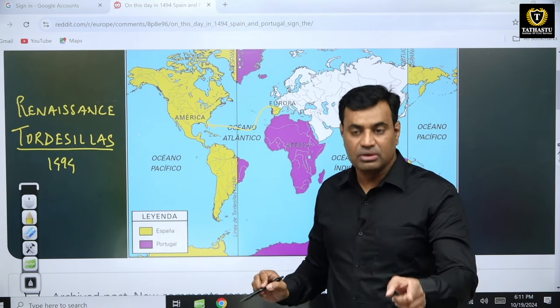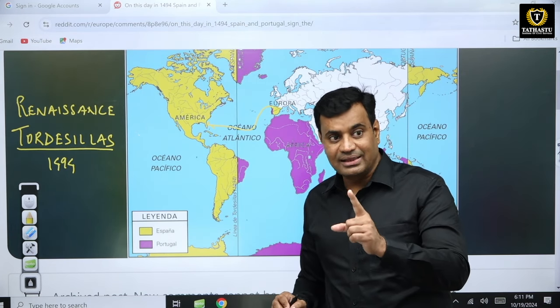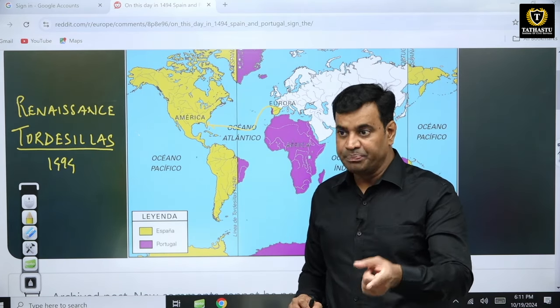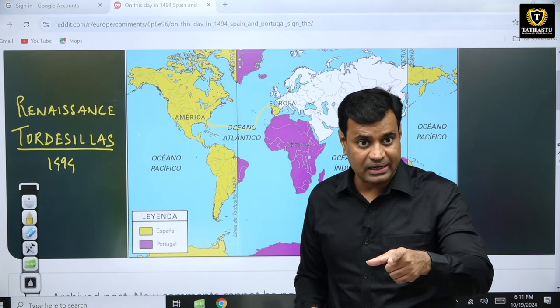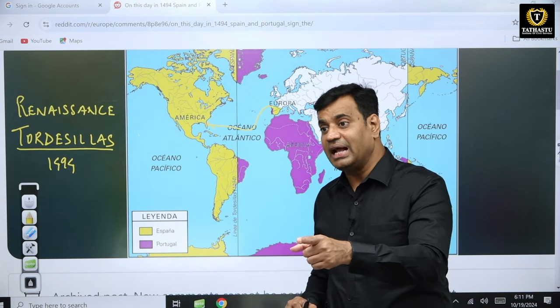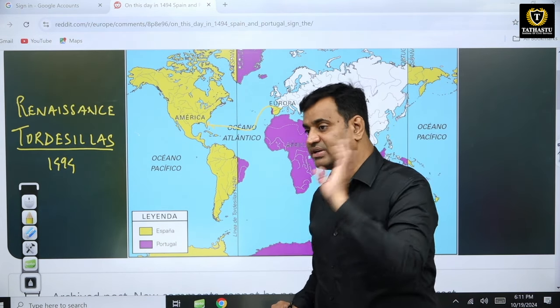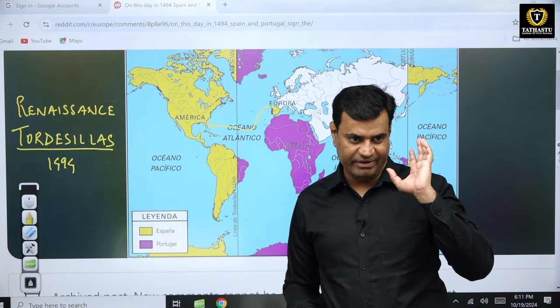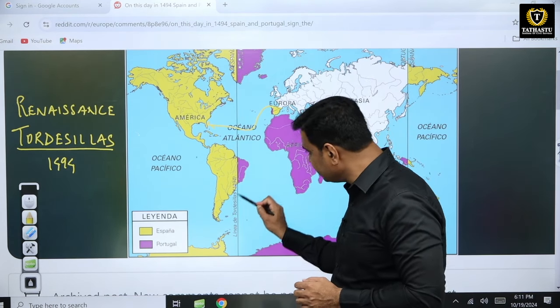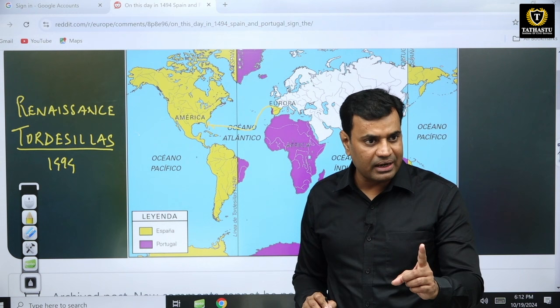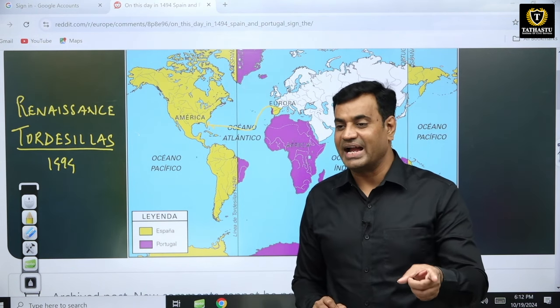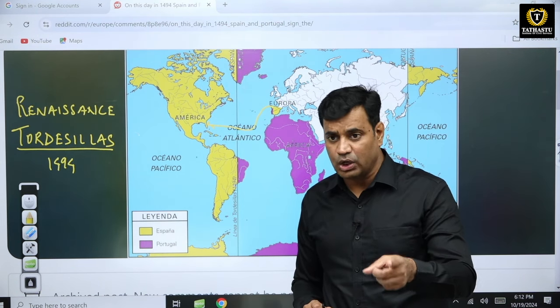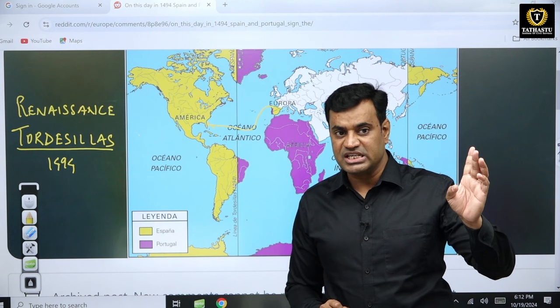And even now, South America is known as Latin America. Clear? Why do we use the term Latin America for South America? Still in Latin America, the Spanish language is the dominating language. So this entire region in yellow is known as Latin America, because even now in countries like Argentina, Peru, Paraguay, the dominating language is Spanish.